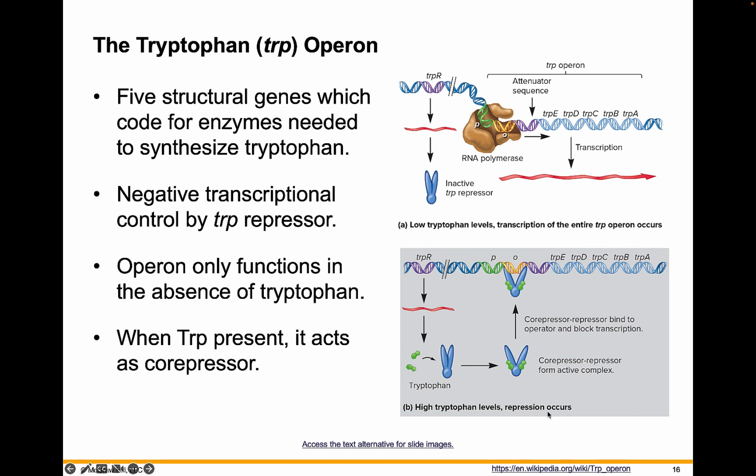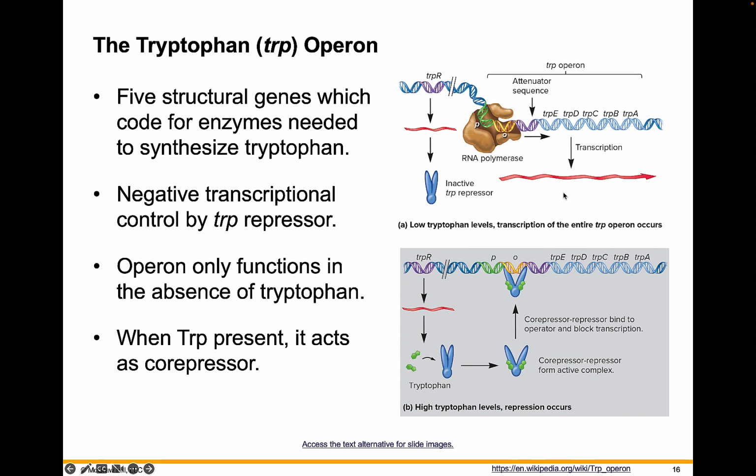Now what happens if there is a high tryptophan level? Then TRP operon repression occurs. Right here you are looking at the tryptophan molecule. It binds to the repressor. The tryptophan by itself, which is the product of this operon, is a repressor molecule called a co-repressor. So tryptophan is the co-repressor, and this is the repressor molecule. The co-repressor and repressor form an active complex, which binds to the operator region, and the transcription of the TRP operon is turned off.